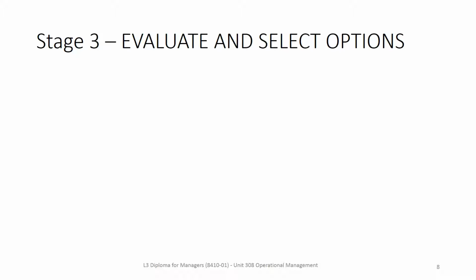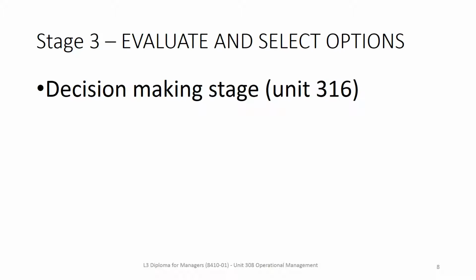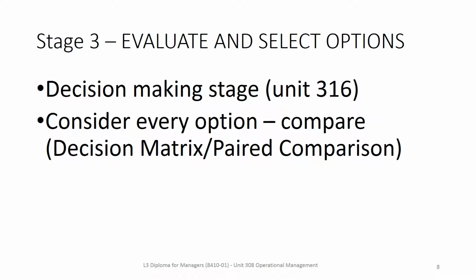And we're now into that decision-making territory, the sort of techniques we talked about in Unit 316, because we must evaluate, consider every option and look at which one's best. We don't want to make a final judgment until we've compared them all and looked at them all, and also looked back at stage 1 and see how each of them fits into the context and the environment. We'll be using things we talked about in 316 here, such as decision trees, decision matrices, or paired comparisons.